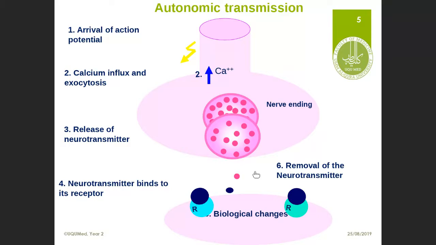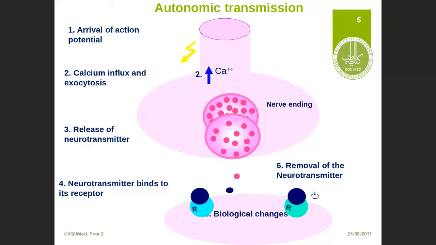This is the synaptic cleft. This is the presynaptic nerve, and this is the postsynaptic. Then the neurotransmitter acetylcholine forms a complex, binding with the receptors on the effector organs, or the post nerves. And ultimately, after producing the biological changes, there is a removal of the neurotransmitter.